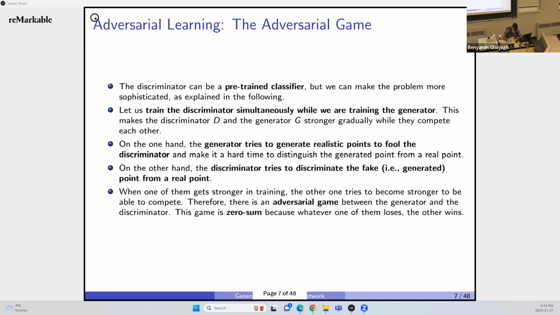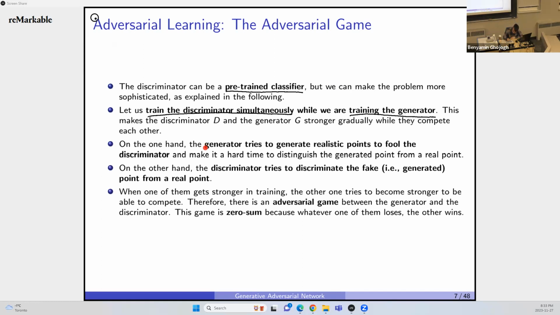The discriminator, as I said, can be a pre-trained classifier, agree? But let's train the classifier, discriminator, and generator at the same time, simultaneously. Why not? While we are training the generator, they become stronger and stronger by competition.